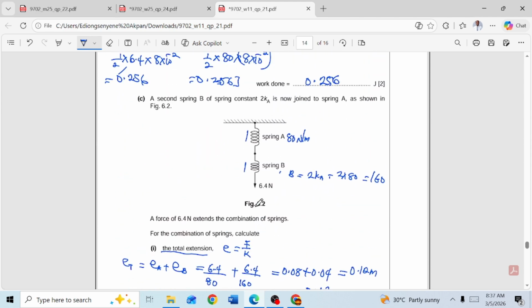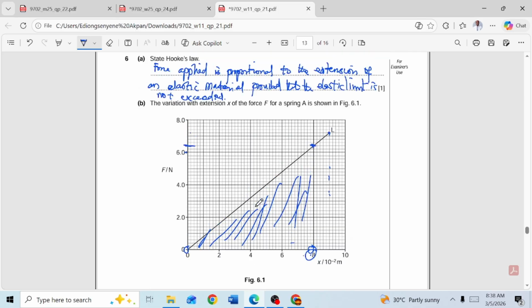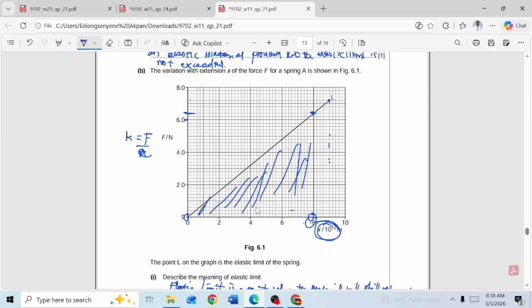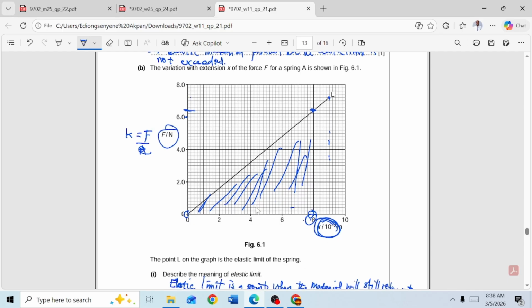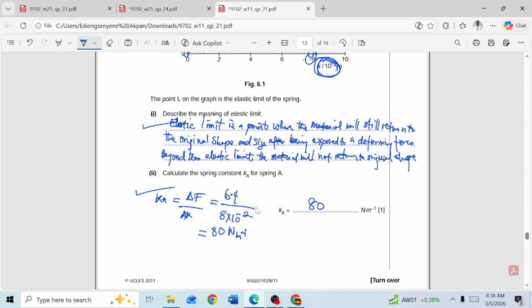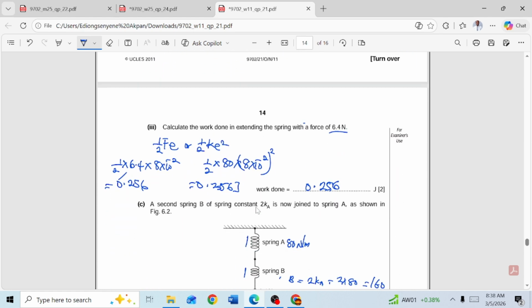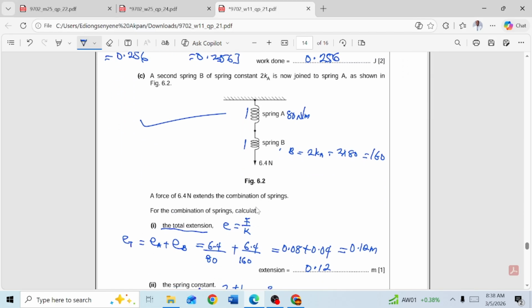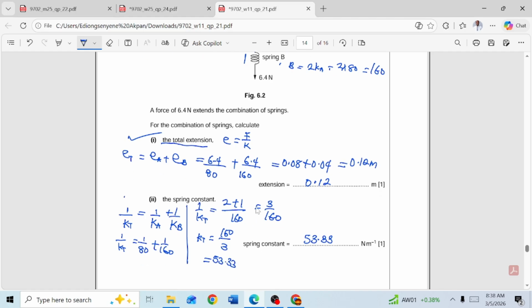We come to the end of this deformation of solids. Before I end, let's go back to it. We mentioned Hooke's law, and how to remember it. We mentioned spring constants. We find it using the gradient, and we check the units to ensure that we use the right thing. We mentioned elastic limits and spring constants. We noticed that we were asked to find work done. The springs were connected together. We were asked to find the total extension and the total spring constant.